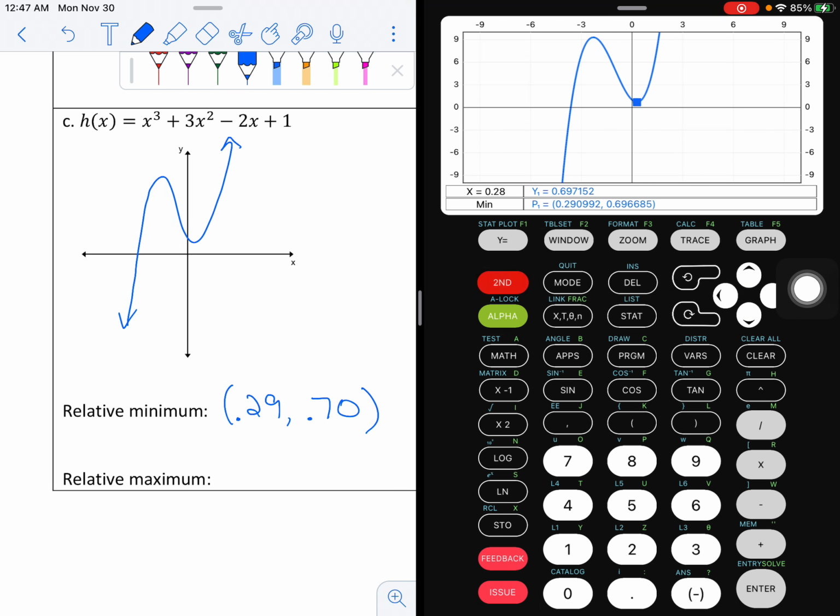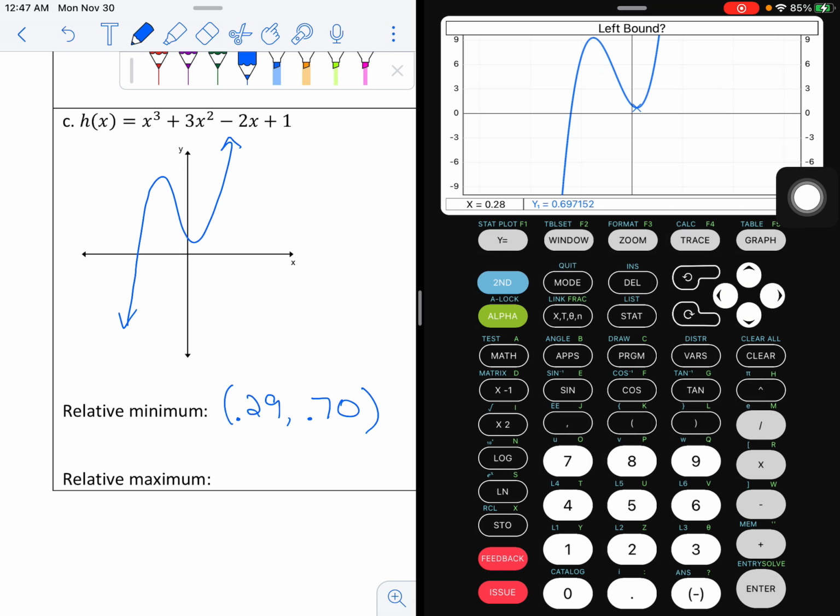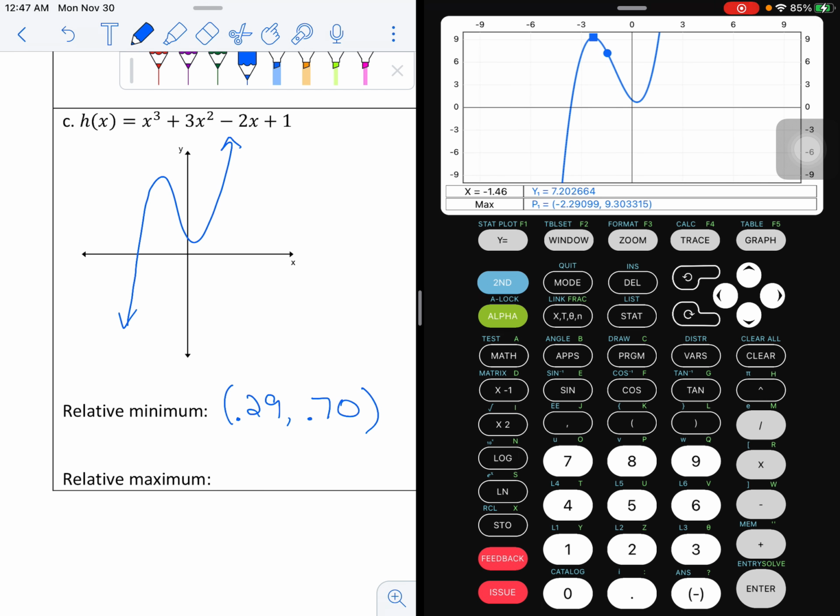All right, so I'm going to go second calculate. And this time I'm going to go for a maximum. Now you can either scroll down or I'm just going to type the number 4 and it will immediately pick a maximum. So my maximum point is over here, and right now this little X needs to be to the left of that maximum. So there we go. You can actually just tap instead of hitting the left or right keys. You just tap to the left. So hit enter, I'm going to tap to the right, hit enter again.